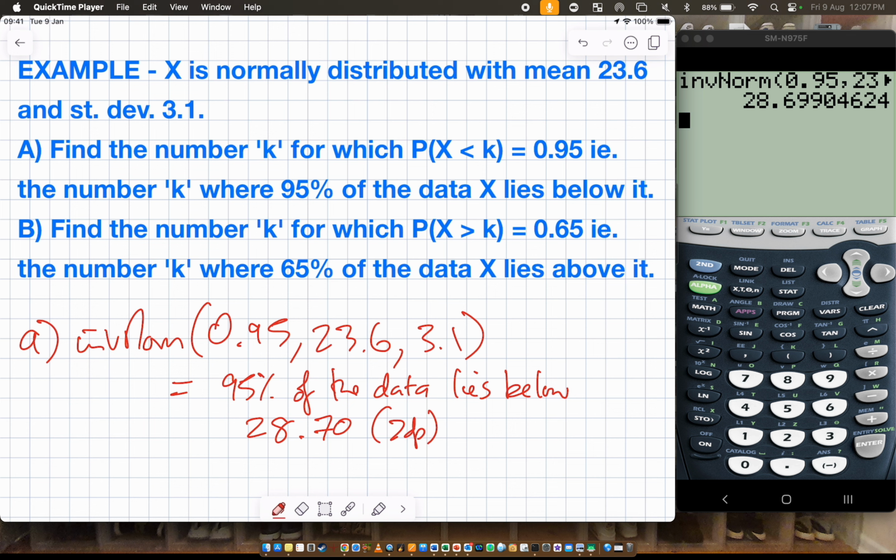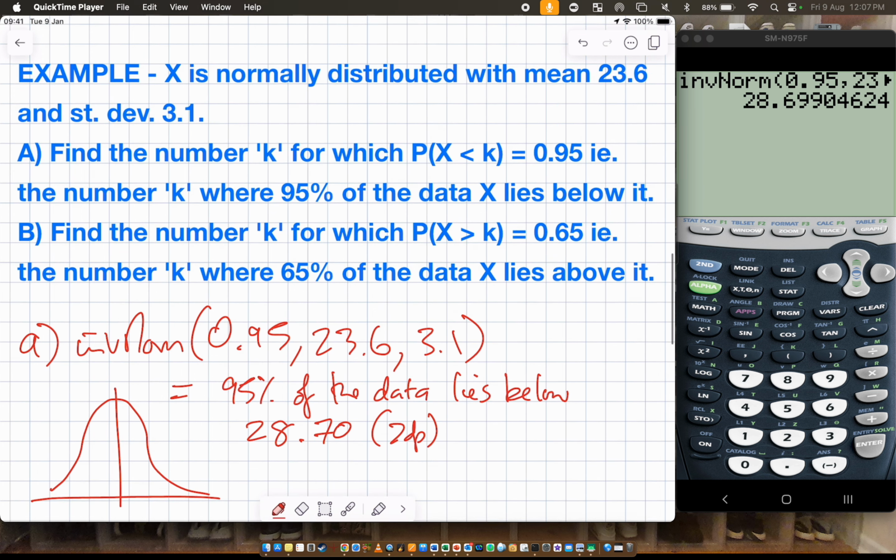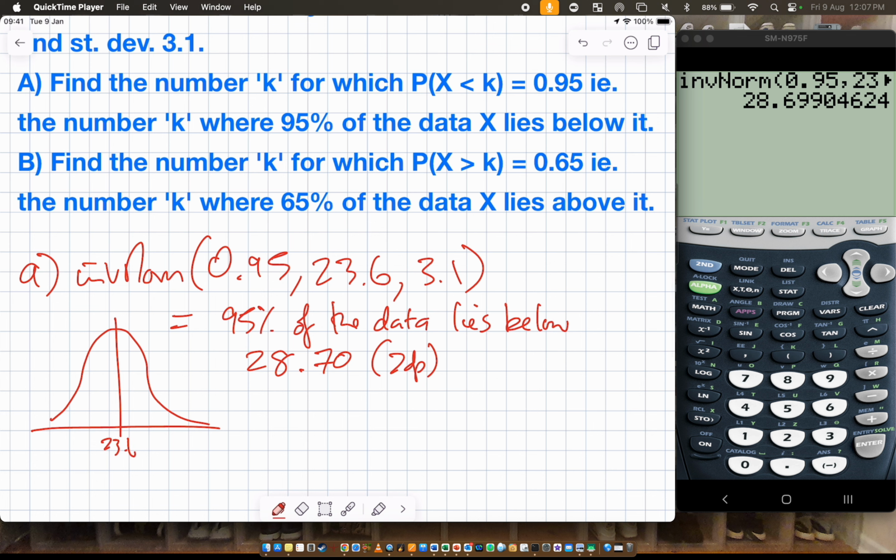Okay? If I want to quickly, you don't have to draw this, but I'll illustrate what that's showing you. You had a normal distribution. Where's the middle of this distribution? The middle is at 23.6. And you found this shaded part is 95% of the data, and you found what they called K. You found K. What is K? You found K was 28.7. That's what you did. See how we didn't need to do any extra thinking because it was to the left?